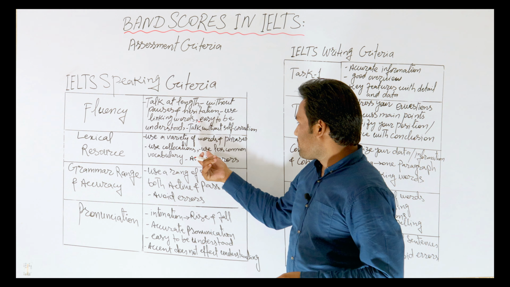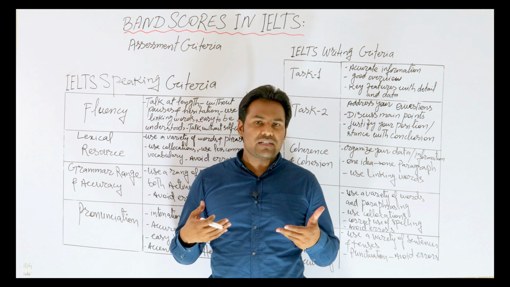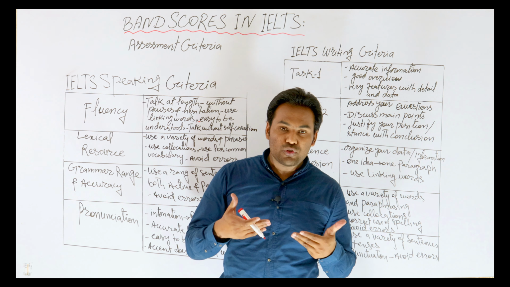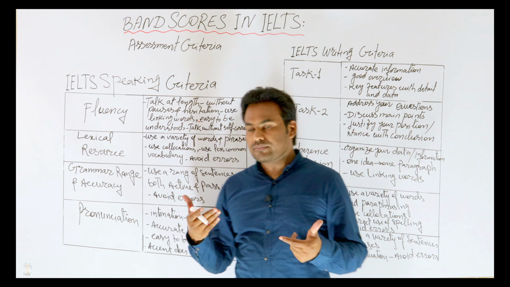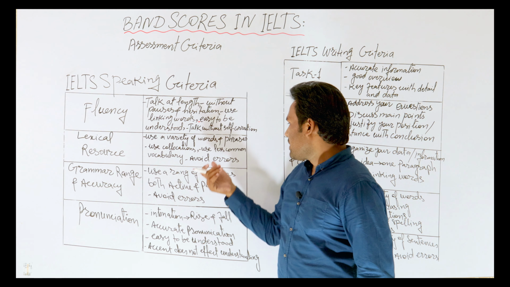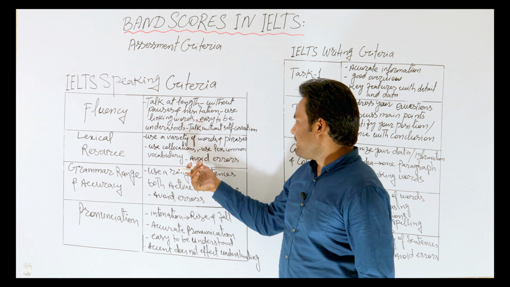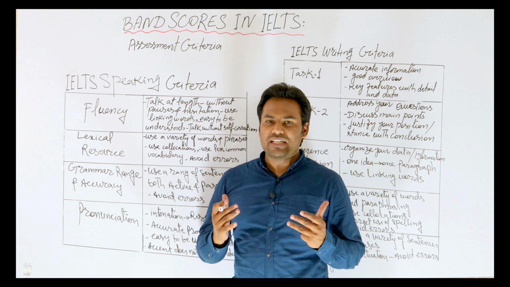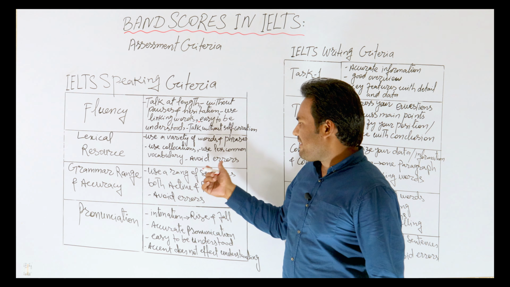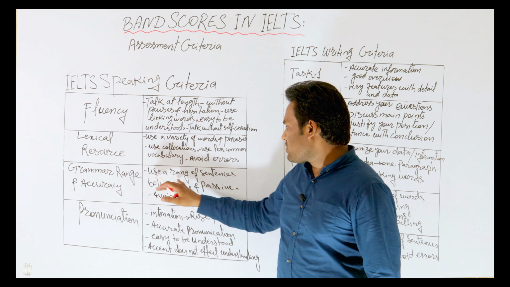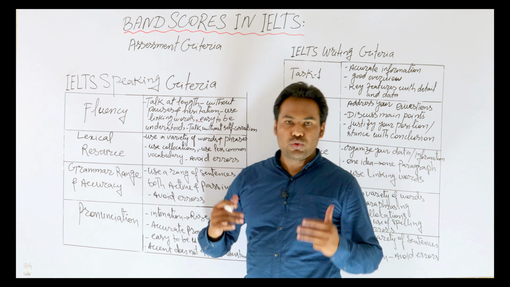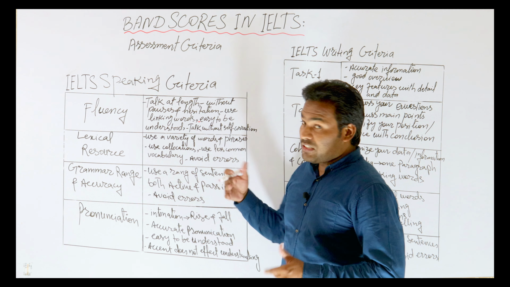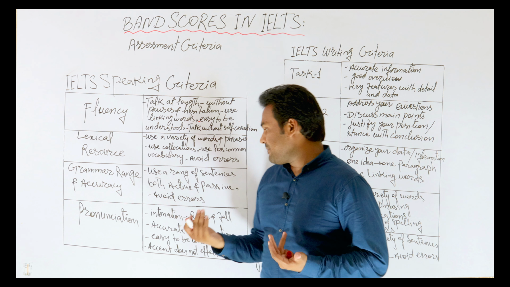Use collocations. Collocations means a group of words which often go together. For example, fast food, easy book, excellent teacher. Use less common vocabulary. There must be a standard of vocabulary when you are speaking. Avoid errors. And in grammar, use a range of sentences. You must use both active voice and passive voice sentences, and direct and indirect sentences if they are needed.